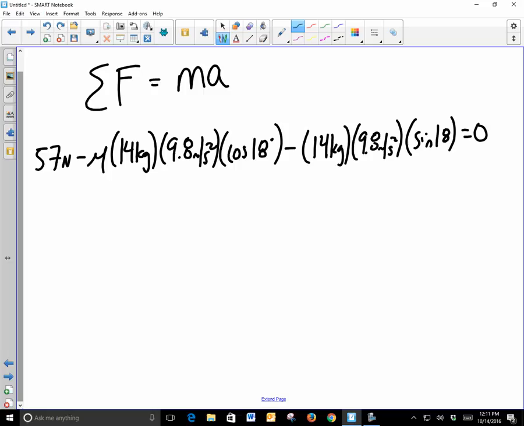What is this guy over here? This 57. Is it a normal force? No. It's a force in the x direction. It's the force that's acting upon it. And which direction is it acting, flat, or is it acting at an angle? It's an angle.